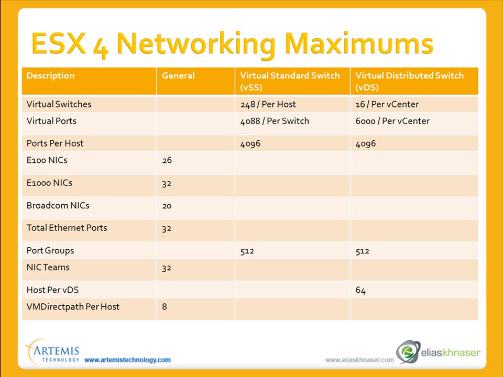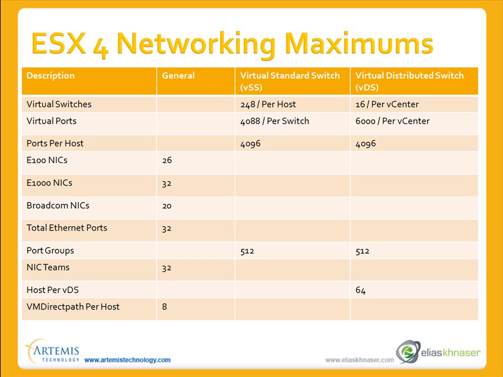Now, as we'll talk about in the next lesson, virtual distributed switches are at the virtual center level, not the ESX level. Now, as far as ports, you can have up to 4,088 ports per switch. That's on the virtual standard, and on the virtual distributed you can have 6,000 ports per virtual center. So you can see that there's a significant change here.